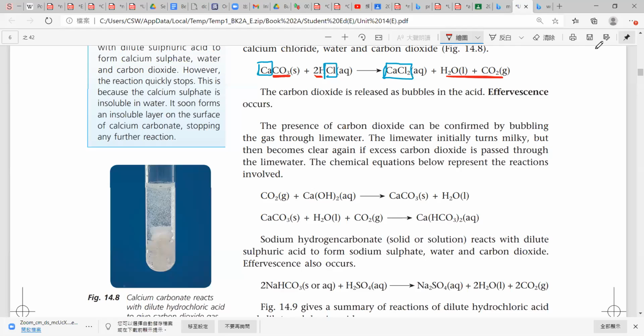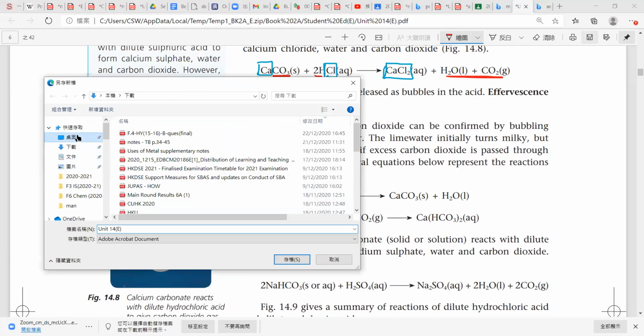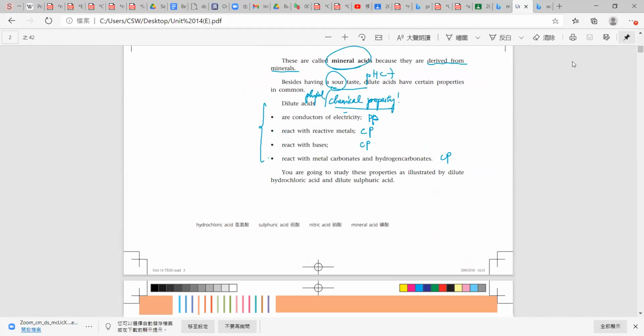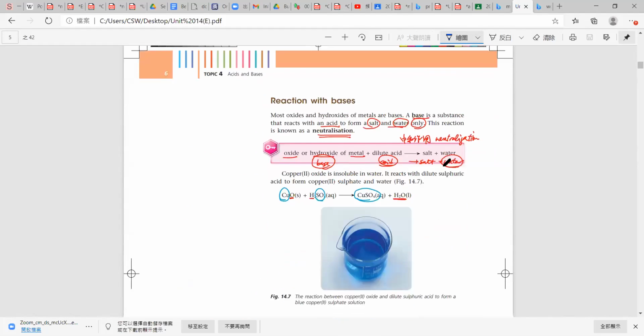Why can't I? It seems I cannot. It seems I cannot draw something. Wait for me. Yep. Is it better? I'll try to do it here.